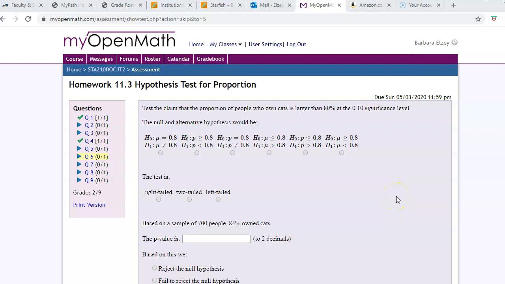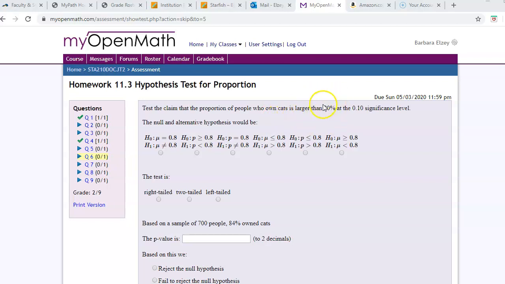Okay, so let's go through an entire hypothesis test. We want to test the claim that the proportion of people who own cats is larger than 80% at the 0.10 significance level. All right, so this is telling us immediately what our alternate hypothesis is. The word proportion tells us we're going to have P, and the people who own cats is larger than 80%.